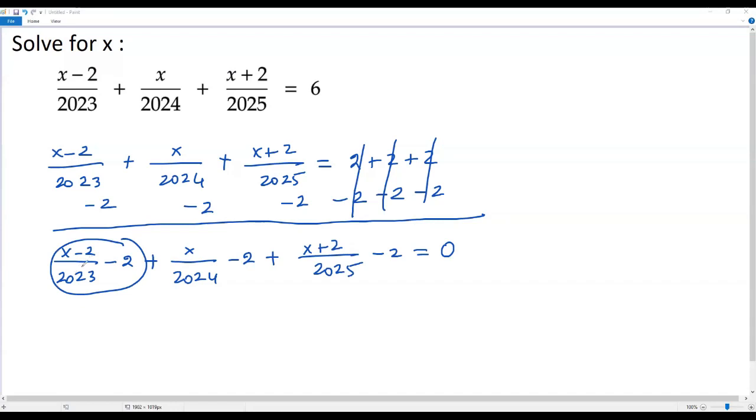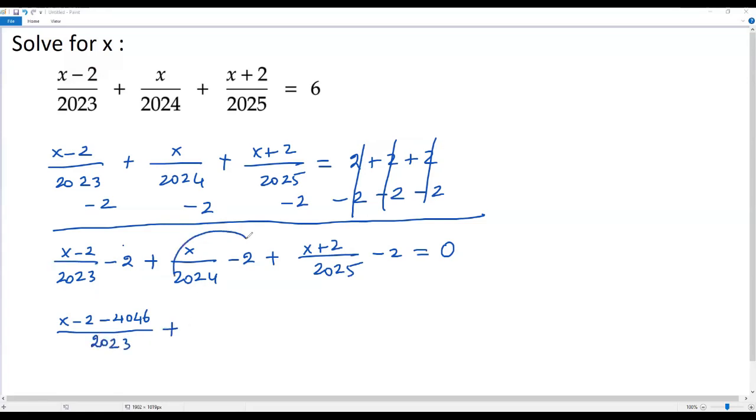Here there is a subtraction between a fraction and an integer. Whenever there is a subtraction or addition between a fraction and an integer, there is an easy way to simplify this. We multiply the integer part by the denominator of the fraction, and then we can take this 2023 as a common denominator. So I'm going to multiply this integer 2 by 2023. Then I'll be getting x − 2, taking the negative as this, and 2023 times 2 will be 4046, over 2023.